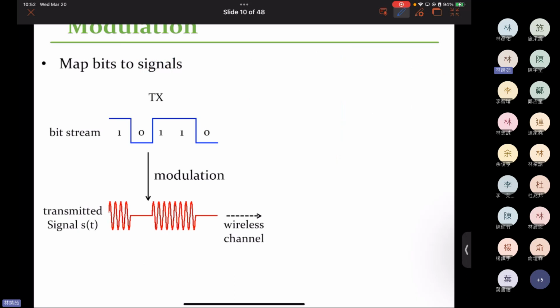So here is just another summary. Modulation basically is trying to map the bits to some complex value or to some sine wave signal. Given this bit pattern 1, 0, 1, 1, 0, you can have some way to generate the signal using any parameter variation you like.